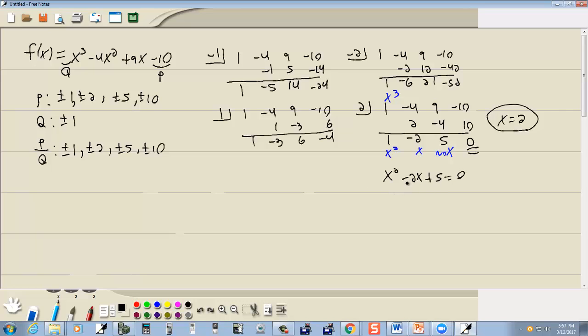Now this does not factor, so I have to use the quadratic formula. A is whatever's in front of our x squared, which is the invisible 1. B is whatever's in front of our x, which is -2. And C is our number at the end, which is 5. Remember, our quadratic formula is -b plus or minus square root of b squared minus 4ac all over 2a.